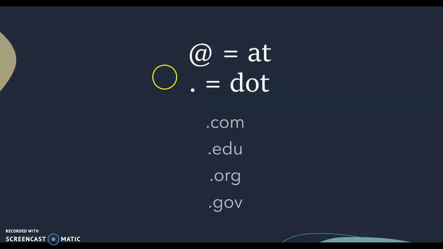The second one is the period, and we say dot. We do not say point, we do not say period. We say dot for email and websites. So these are some common endings here. We have .com. So that's common for email, right?